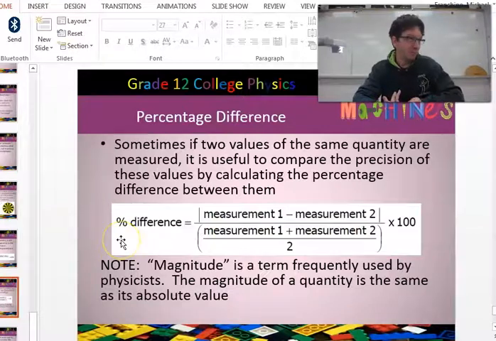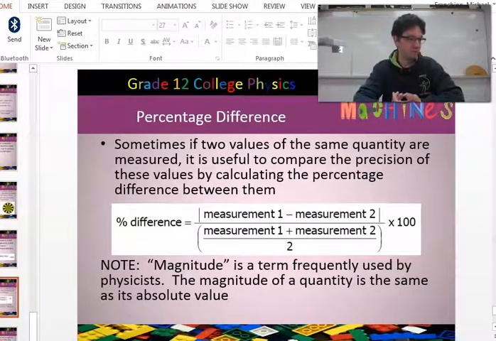Now, if you're comparing your measured value to someone else's, again, in the numerator, you find the difference between those two measured values, and you do the absolute value, so it's positive. And then you divide by the average of those two values. So you're looking for the midpoint, really, and then multiplying it by 100%.